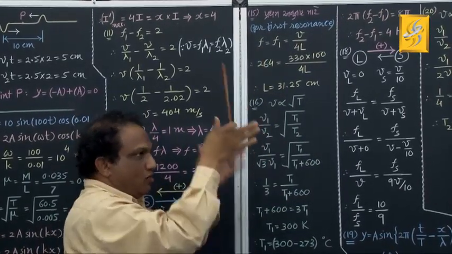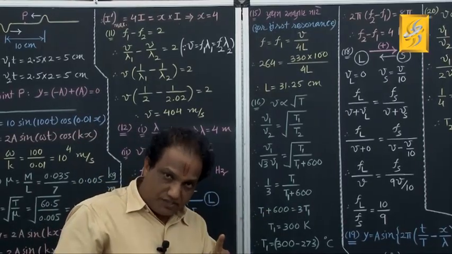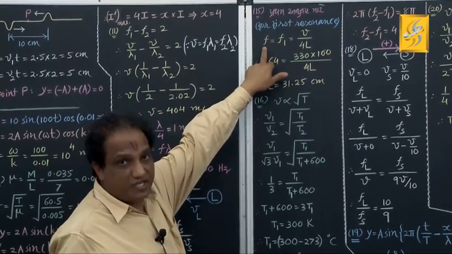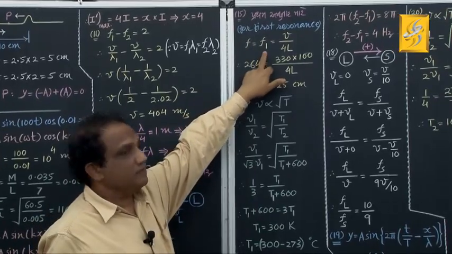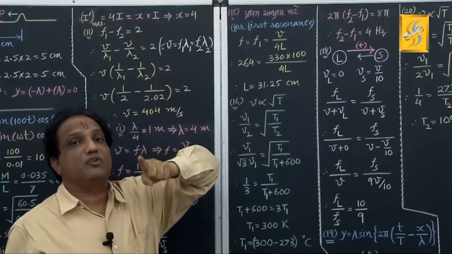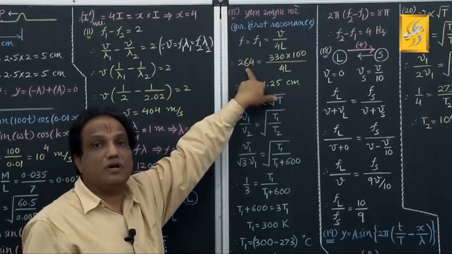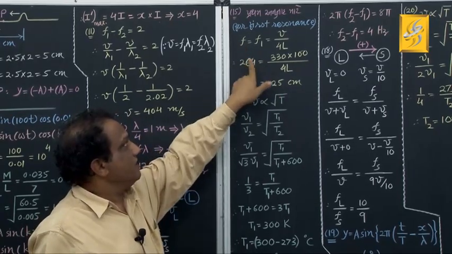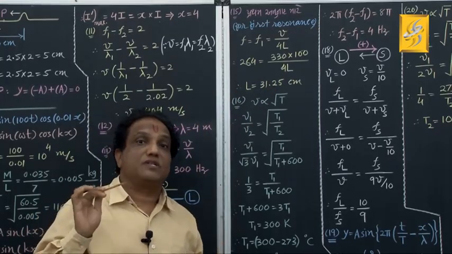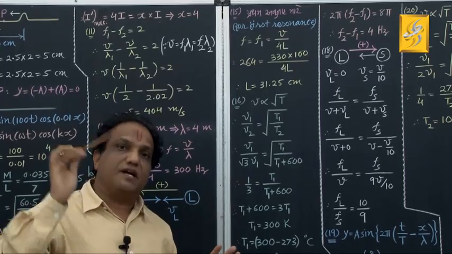Now, when the air column in the closed pipe experiences first resonance, it means the resonant frequency should match this frequency. Correct? Now, resonant frequency is the frequency of vibration of the branches of a given tuning fork, which they have given as 264 hertz. Correct? So this frequency is 264 hertz. Here they are talking about first resonance. Suppose in the examination they may ask about, say, second resonance.